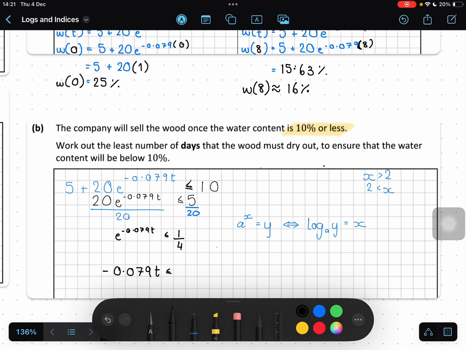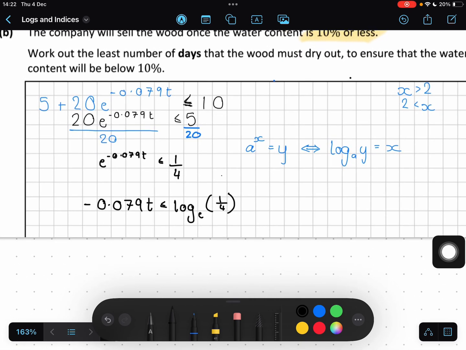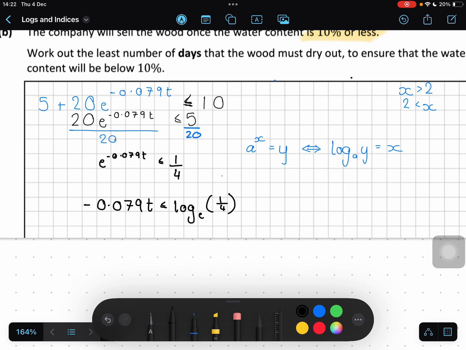Okay, and then I can do the inverse of e, which is a log with a base e of 1/4. What's another way of writing log with a base e? Another way of writing log with a base e is our natural log, ln. So if I wanted to write it out a different way, I could write it like this: t is less than or equal to ln of 1/4. But I've kept t on the same side.